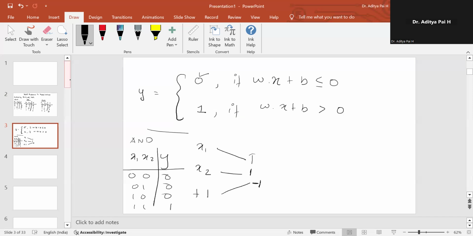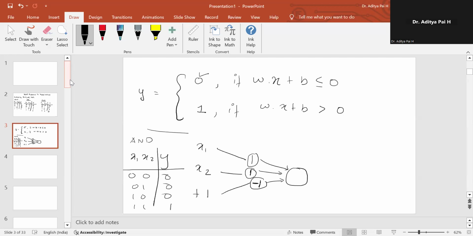So the values you can see here are the weights: this is W1, this is W2, and this is the bias that is applied. W1 is applied to x1, W2 is applied to x2, and when we give this to the node, we perform the AND function.